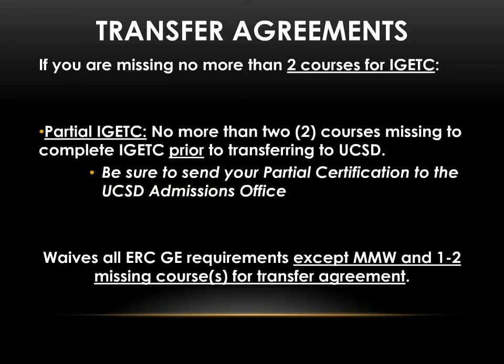If you chose to follow ERC but did not complete all the requirements, you may be partial ERC certified. To be partial ERC, you cannot be deficient more than 2 courses of ERC requirements prior to transferring. Make sure that you request to have your partial ERC certification sent from your community college to UC San Diego admissions. As a partial ERC student, you'll be required to take MMW 21 and 22, and you're missing ERC requirements to complete ERC GE requirements.